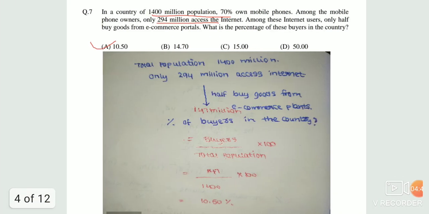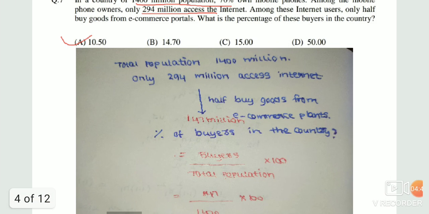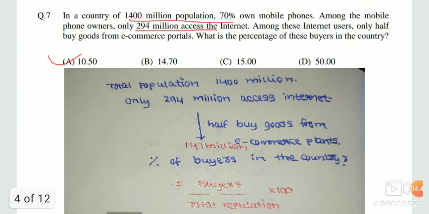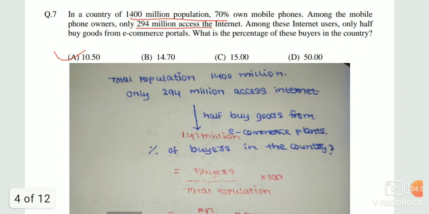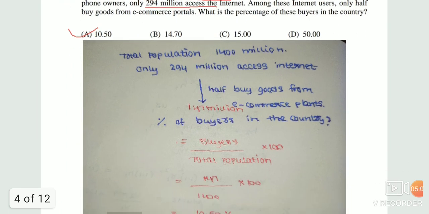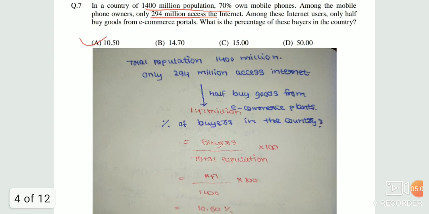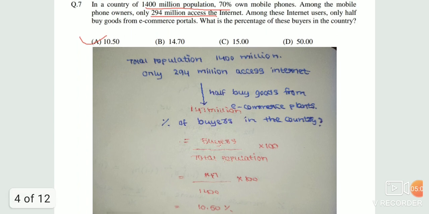He is asking, in a country there are 1400 million population, 70% own mobile phones. Among the mobile phone owners, only 294 million access the internet. Among these internet users, only half buy goods from the e-commerce portals. What is the percentage of these buyers in the country? He is asking the percentage of these buyers in the country. He gave the total population as 1400 million. Here this is unrequired data: we have 70% own mobile phones. This is not required in this question.